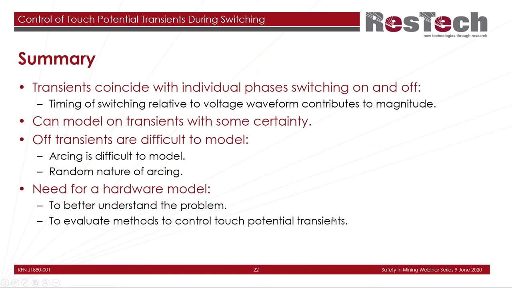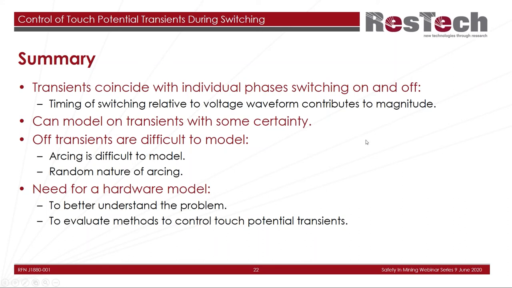And this is one of the summary points. The reason why we don't necessarily see a lot of this happening is because you have to have somebody touching the equipment, you have to have the switching occurring, and you have to have it in the right part of the waveform. If those things coincide, then you can experience a transient voltage.